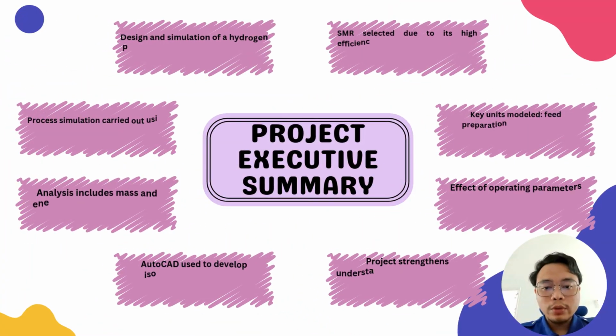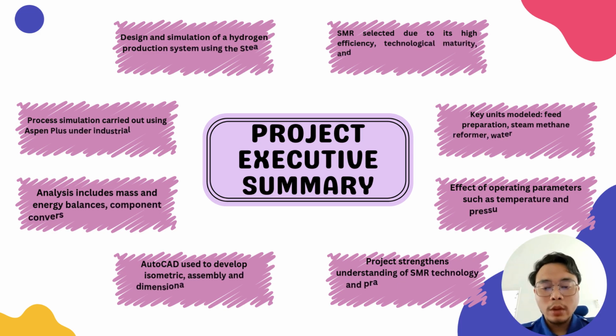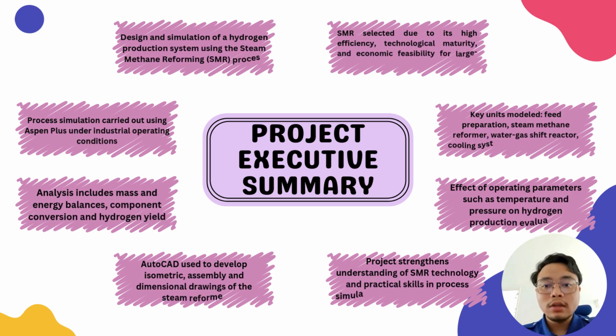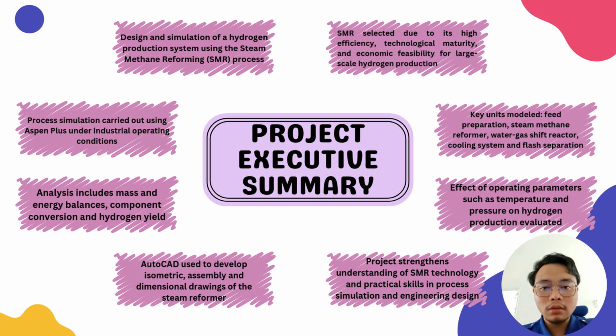Okay, then we move to the project executive summary. This project is focused on design and simulation of a hydrogen production system using the steam methane reforming, SMR, process. SMR is selected due to its high efficiency, technological maturity, and economic feasibility for large-scale hydrogen production. Process simulation is carried out using Aspen Plus under industrial operating conditions. Key units include feed preparation, steam methane reformer, water gas shift reactor, condensation, and flash separation.